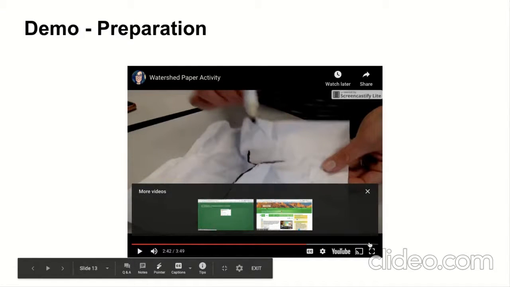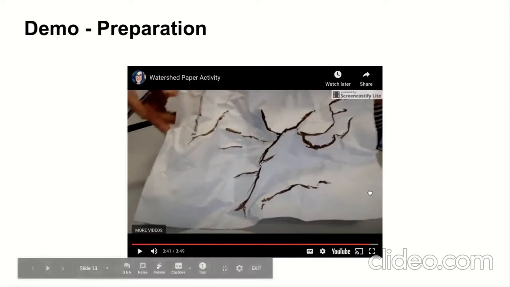All right, so we don't need to watch all of this, but basically she just traces the ridge lines.